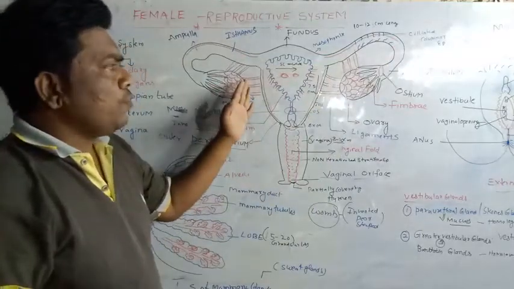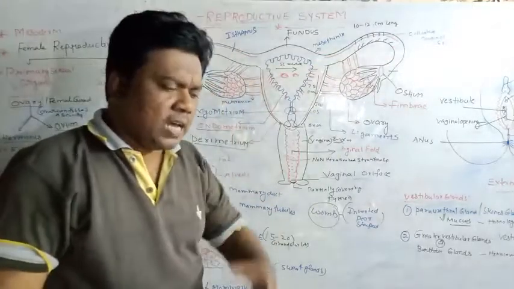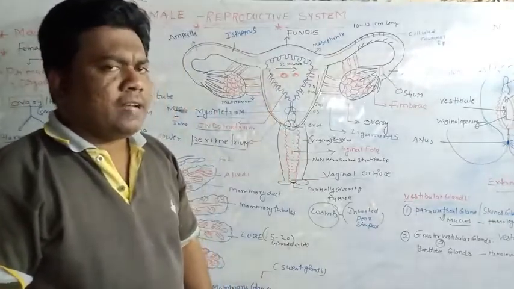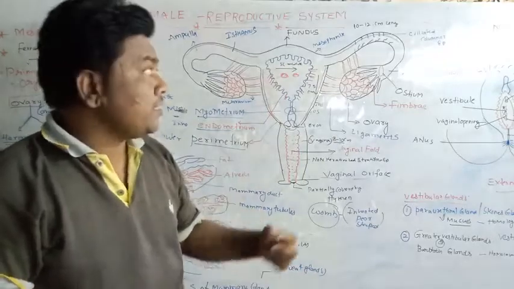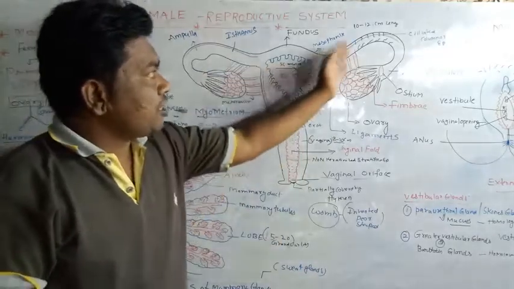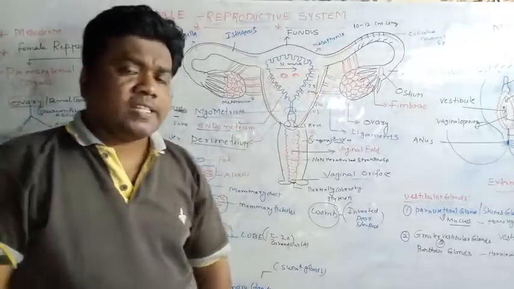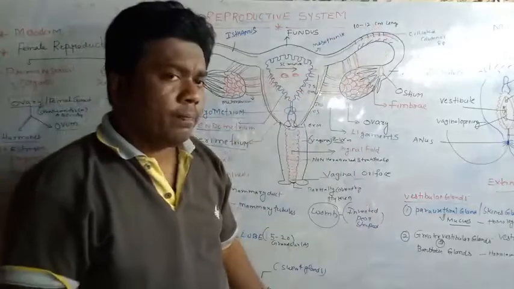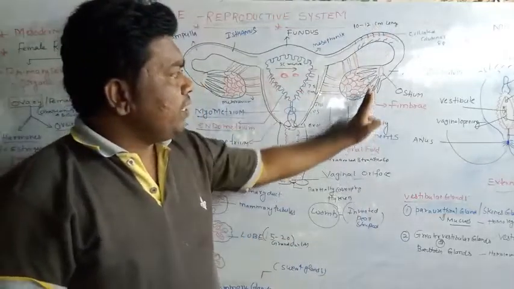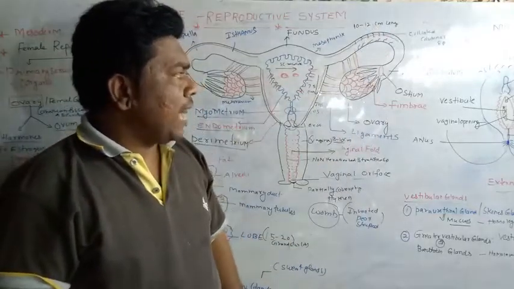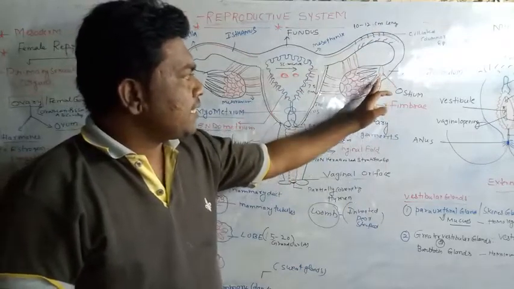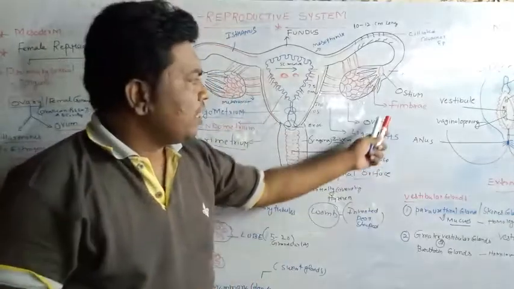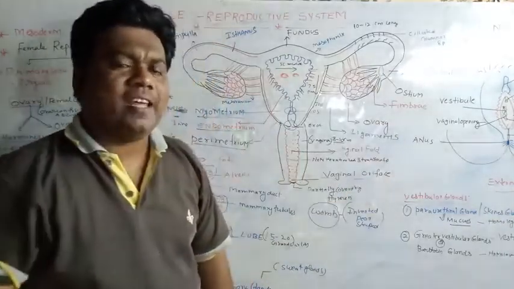This fallopian tube is responsible for carrying sperms and ova, the male and female gametes. Which structure carries them, beta? The fallopian tube, also known as the oviduct. It is about 10 to 12 centimeters long. The terminal portion of the oviduct consists of small finger-like projections, and these finger-like projections are called fimbriae.